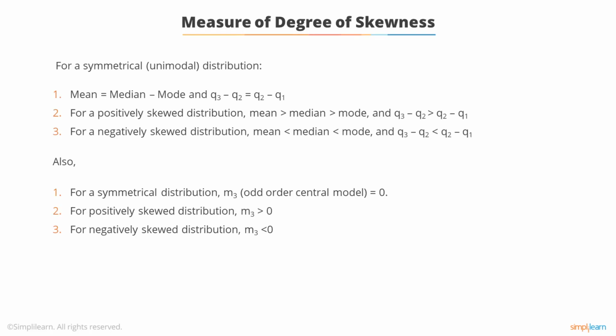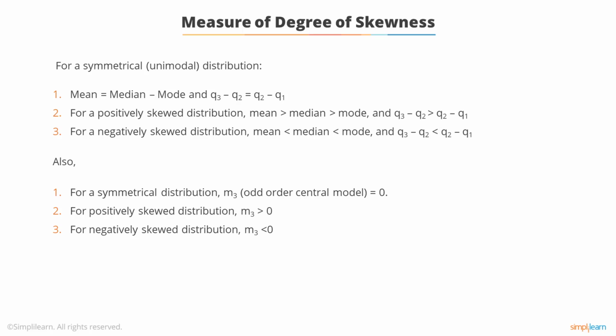So for a symmetrical unimodal distribution, the mean is equal to the median, which is equal to the mode. So Q3 minus Q2 equals Q2 minus Q1. Now for a positively skewed distribution, the mean is greater than the median, which is greater than the mode. Thus Q3 minus Q2 is greater than Q2 minus Q1. And for a negatively skewed distribution, the mean is less than the median, which is less than the mode.